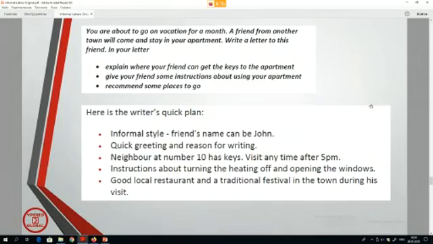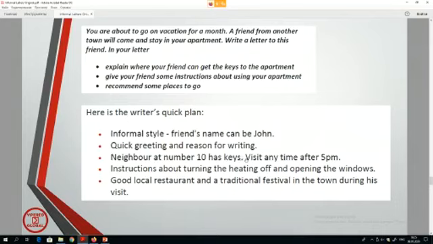And here is the writer's quick plan. In formal style, let it be John or Tom, or just any name without any spelling mistake that can be made, like Michael or something like that. So just choose either John or Tom. Then a quick greeting and reason for writing.